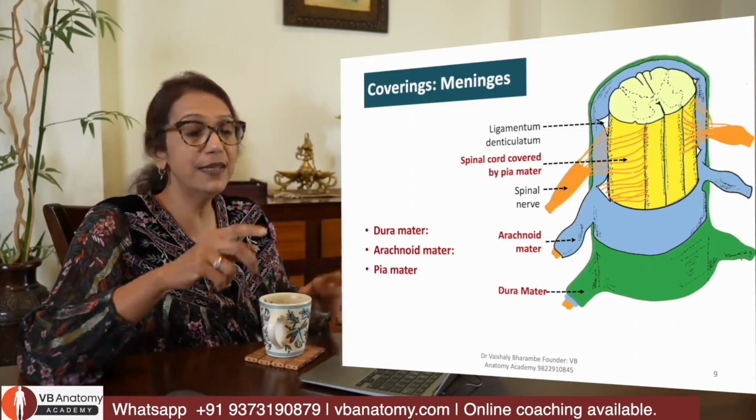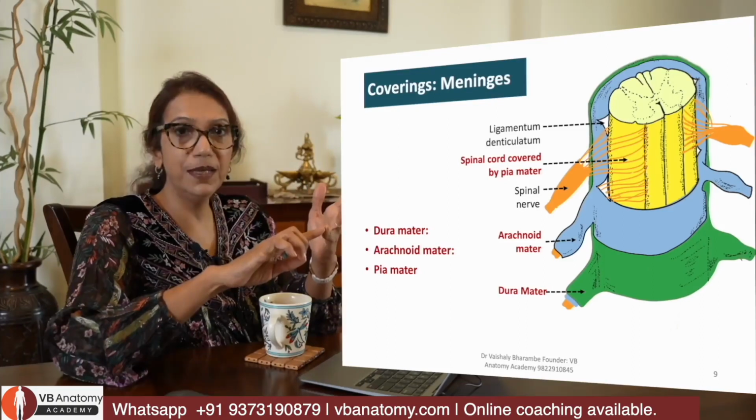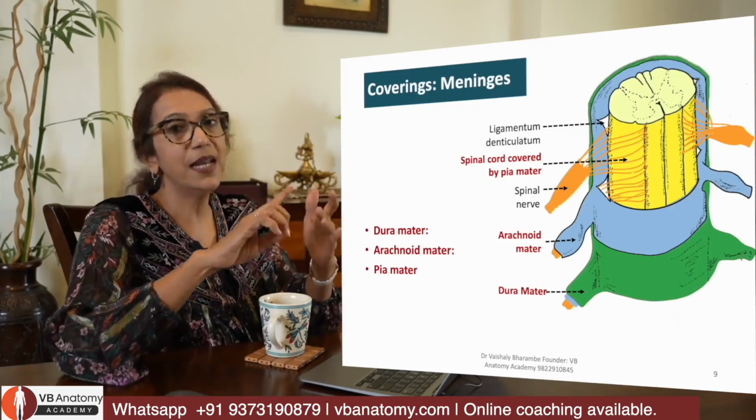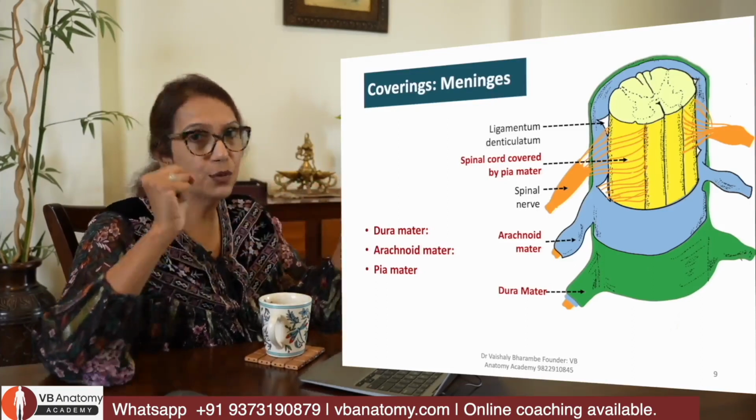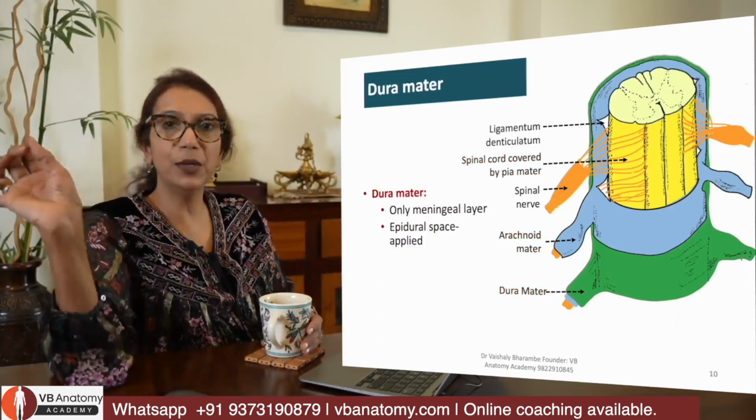So what are the three layers? Dura, arachnoid, pia. Clear? Dura durable, arachnoid like spider web, and innermost pia attached to spinal cord. Right. So we'll now move on to learn a little bit about each of these.